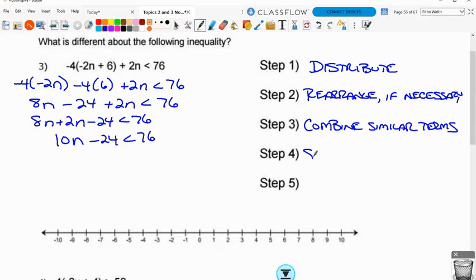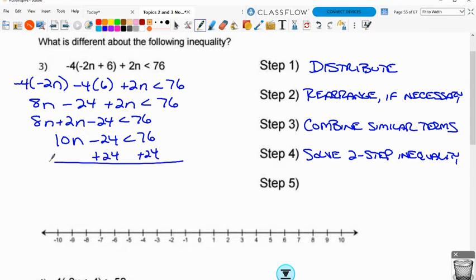So step number 4, I'm going to solve the two-step inequality. So I see that I have my variable term on the left. It has a constant of negative 24 with it, so I'm going to start by adding 24 on each side so that I can isolate the variable term. On the left, negative 24 plus 24 is 0, leaving us with 10n. And on the right, 76 plus 24 is 100. And we just added on both sides, which will preserve the symbol. So 10n is less than 100.